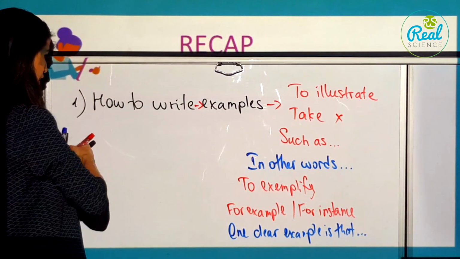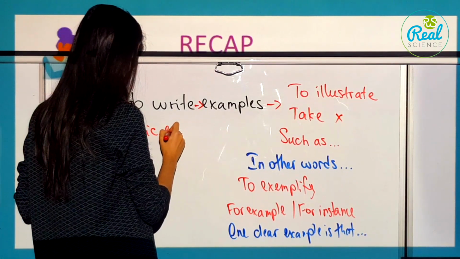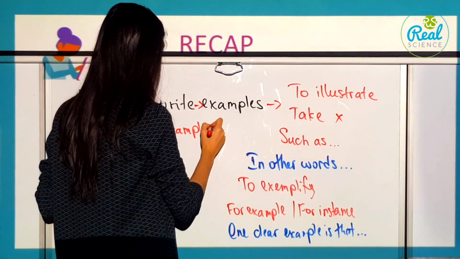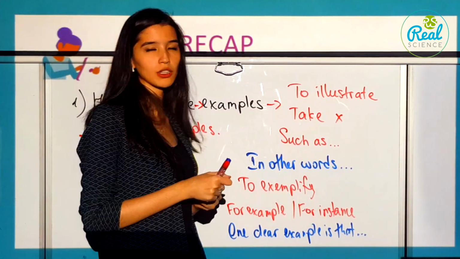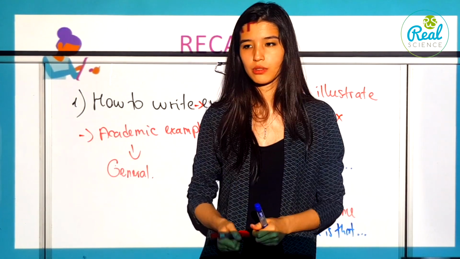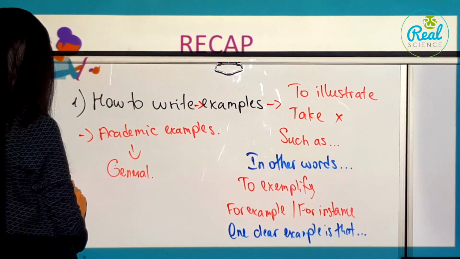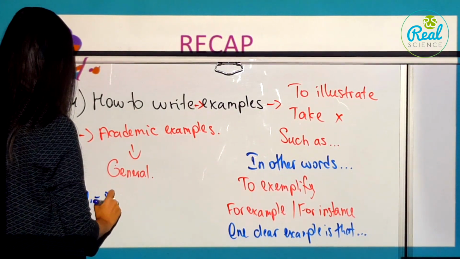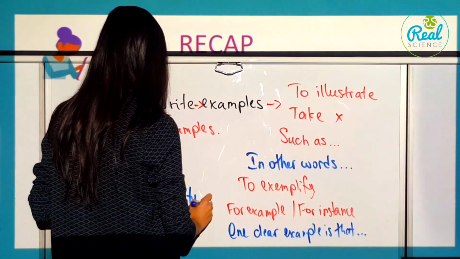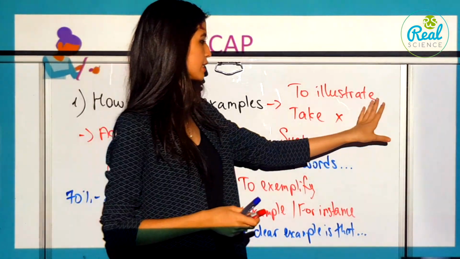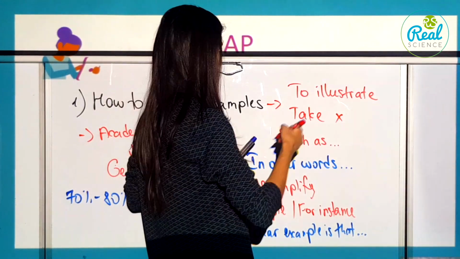Okay, here the rules where you have to give academic examples, right? And they have to be general. How can we create general statements, general examples? Using majority. So instead of saying, for example, 70% or 80%, we can say majority, common. But by the way, can I give example with in fact? Yes.